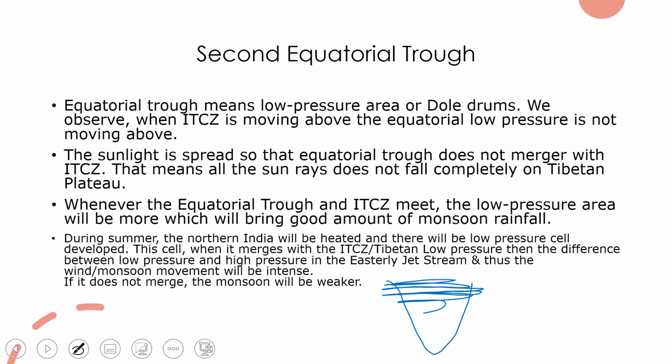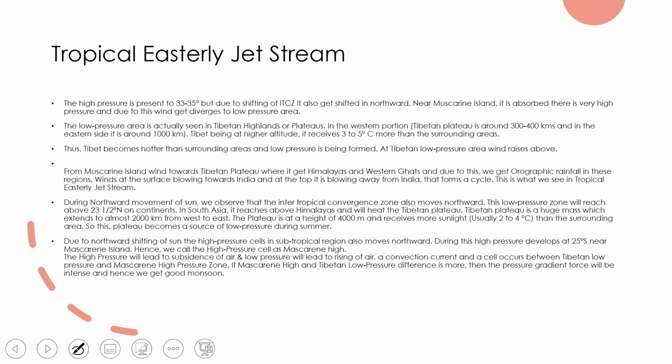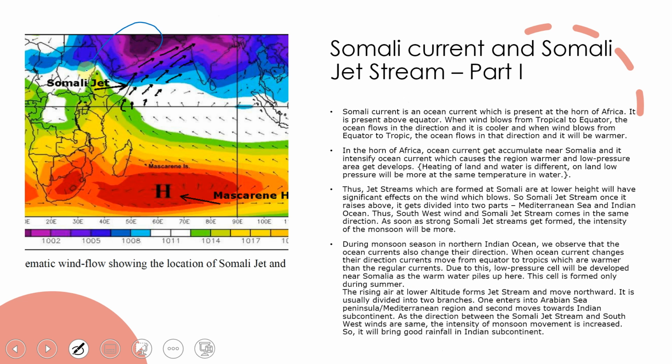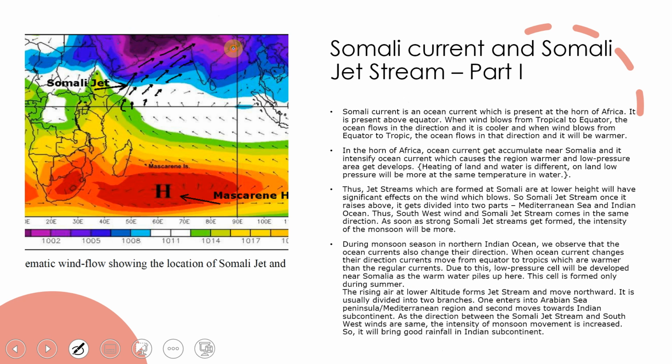This cell, when it merges with the ITCZ, the Tibetan low pressure, then the difference between low pressure and high pressure in the easterly jet stream will be more, and thus the monsoon wind movement will be intense. Okay, so if it does not merge, the monsoon movement will be weaker. What is it saying? In the tropical easterly jet stream, I have explained that air will come and fall down, and if your Tibetan plateau has intense low pressure, then it will be a very good monsoon. Now suppose your Indian plateau will also be heated.